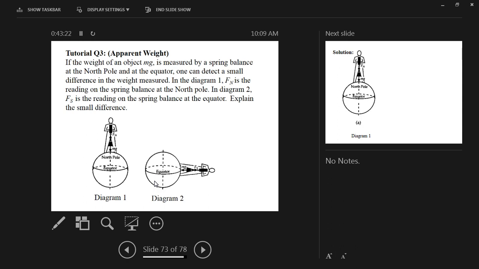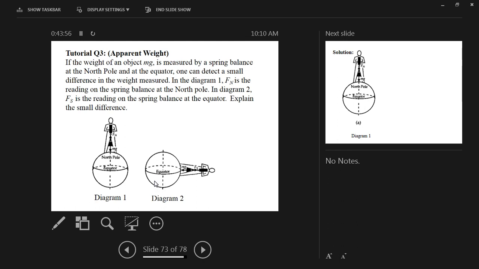Let's take a look at diagram 1. They say the weight of the object, mg, is measured by a spring balance at the North Pole and at the equator, and there is a small difference between the weight measured. If you look at diagram 1, you can see that there are two forces acting on the object. What are the two forces? The weight, due to the pull of gravity, is a downward force, mg, and then the upward force, which is the pulling force on the scale balance.